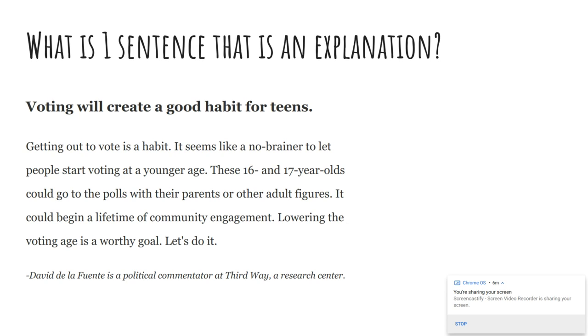What is one sentence that is an explanation here? Well, much of this is an explanation. Here is the explanation. These 16 and 17-year-olds could go to the polls with their parents or other adult figures. It could begin a lifetime of community engagement. So they're explaining why this will be a good habit for teens.